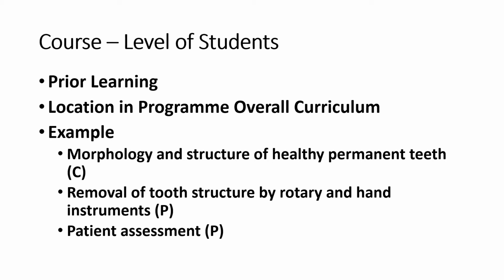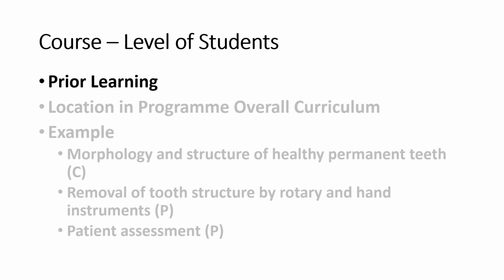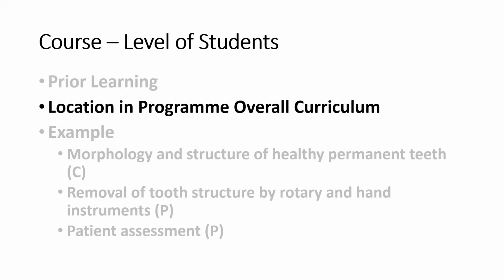Let's understand the level of students who will be eligible to take this course. Prior learning. So what is the prior learning expected among students eligible to take this course? It is important to convey to the students what prior learning will be required to learn this course and which will not be taught in this course also. The course location can be determined in the overall curriculum once the level of students to take this course is determined.